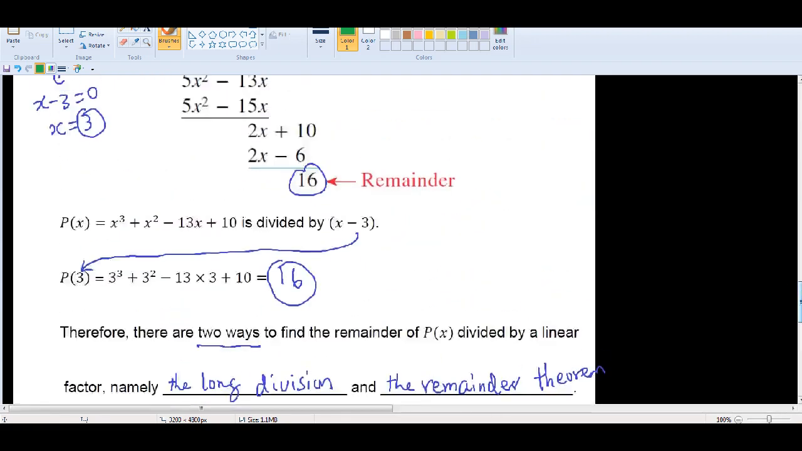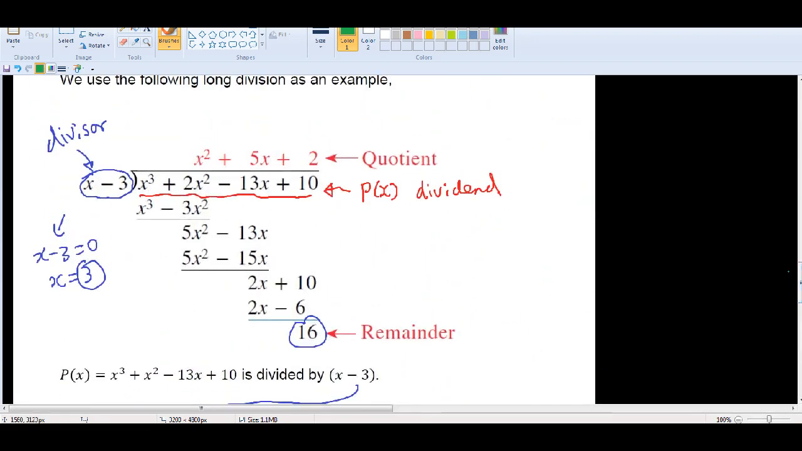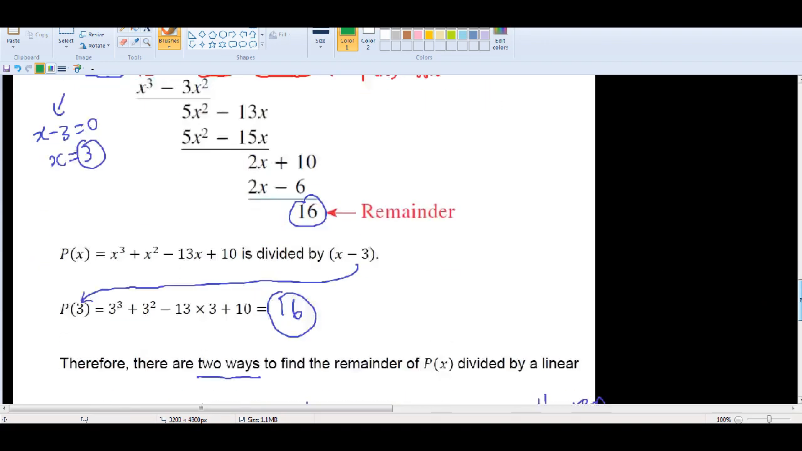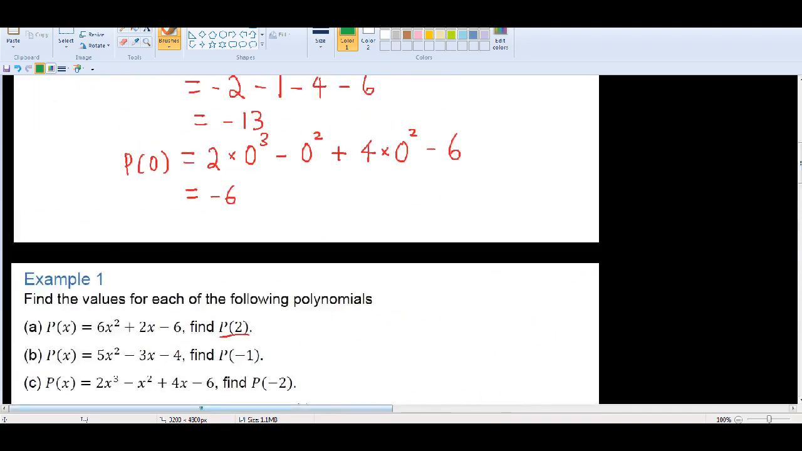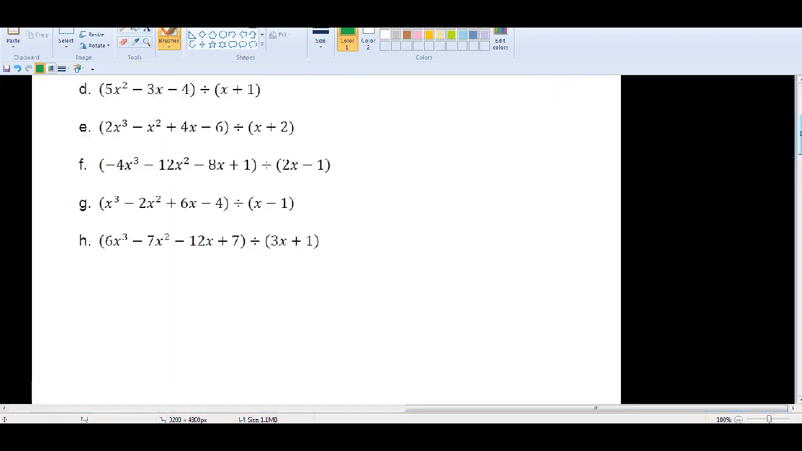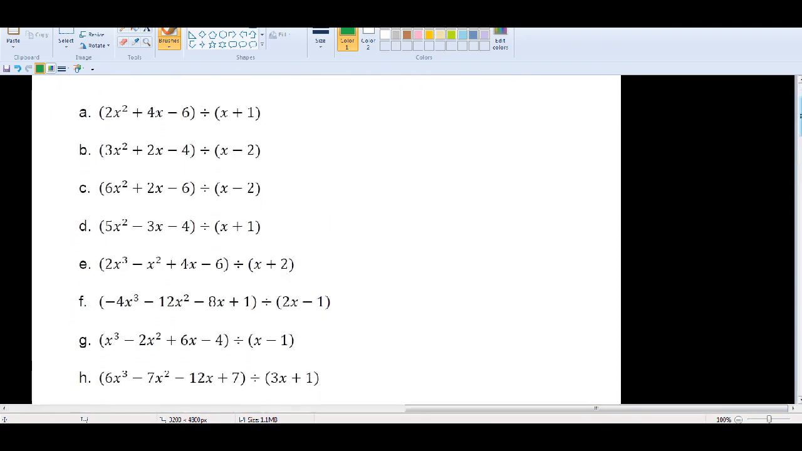Okay, good. So I try to relate what we are learning to our previous knowledge, which is the long division. You see the relationship between the two things, right? Okay, so let's move on to some exercises.